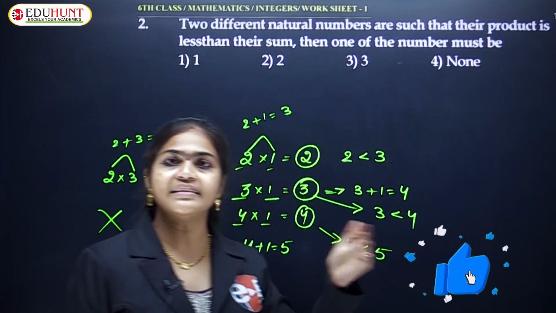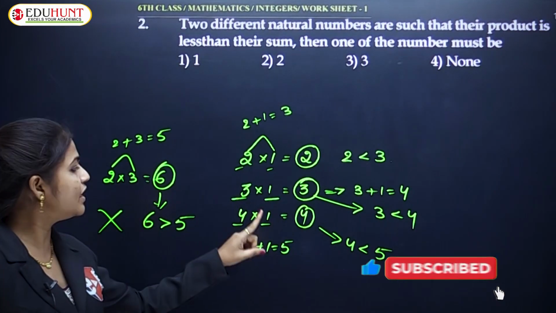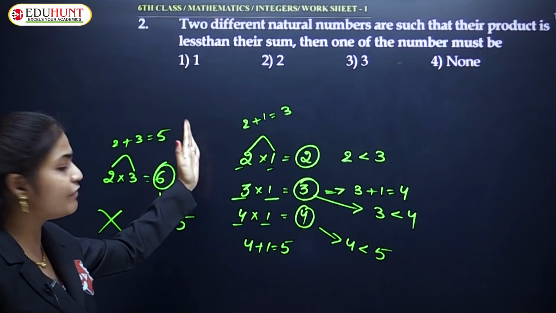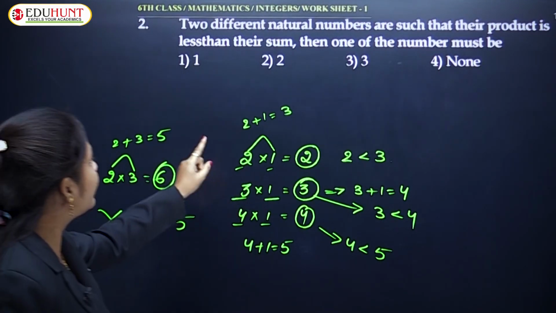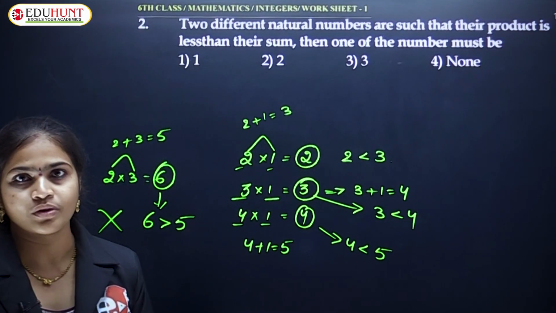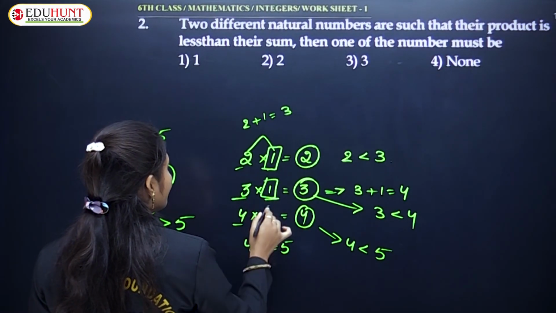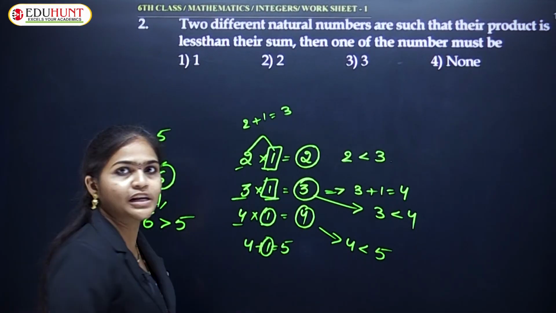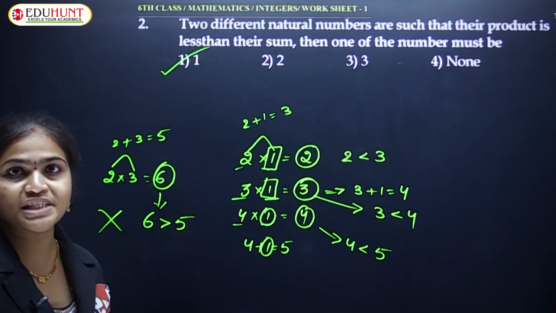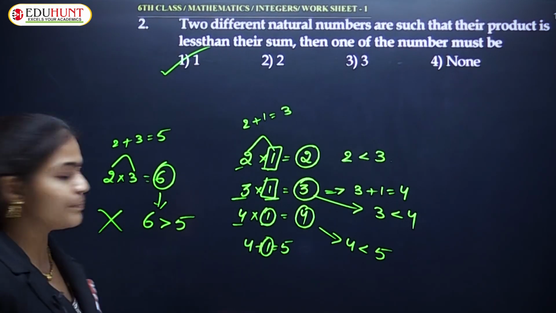Understand? Always greater than that, the sum of the given numbers. But here what they are asking is that only one number is possible. While you are taking that number with the product of any other natural number, the sum must be greater than its product. Only when you multiply that number with 1 is it possible. So what is that number? That number must be 1. So which option is correct? Option 1 is correct.